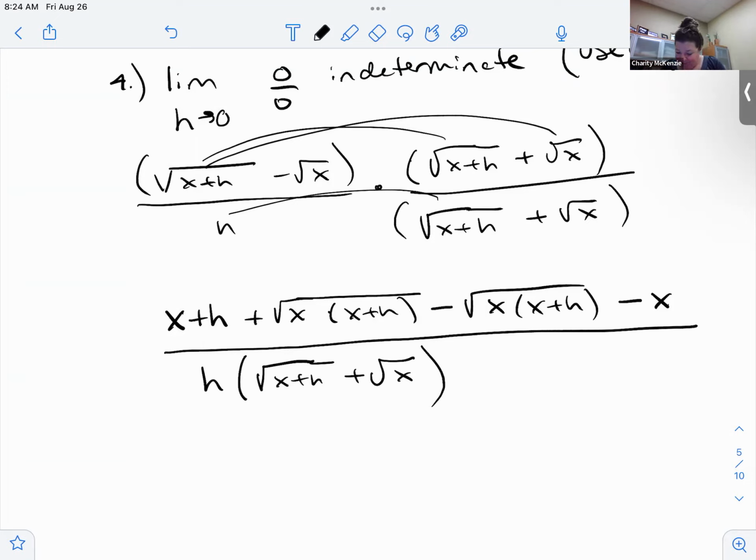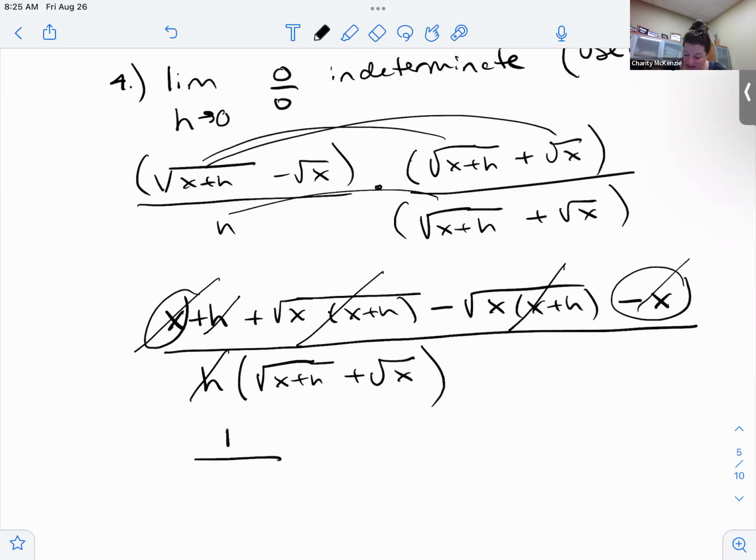All right. So look at the top. This one and this one will cancel. These two cancel. So I really only have h, which will cancel with this h. So I have nothing left on the top. So I leave a placeholder of a 1. Okay, now I can take the limit as h approaches 0, put the 0 in here, right?